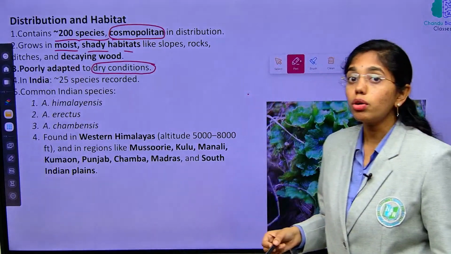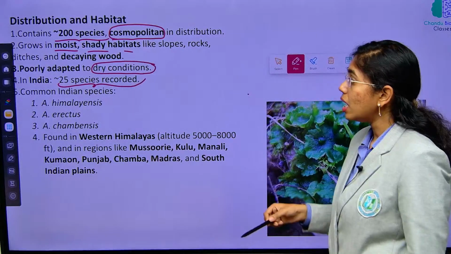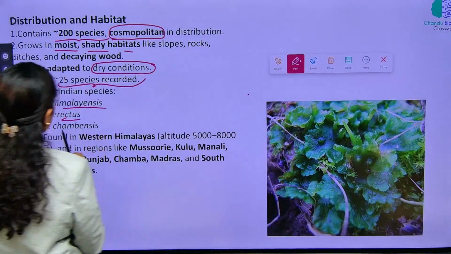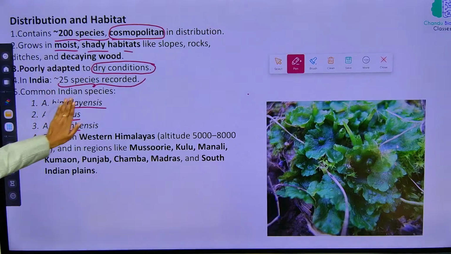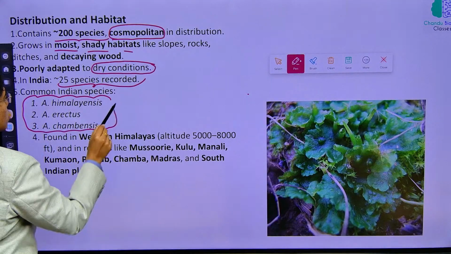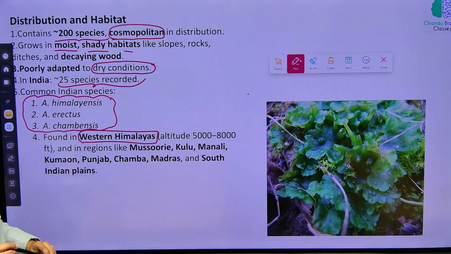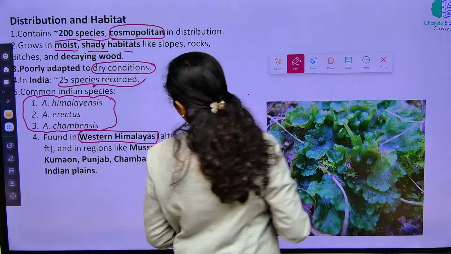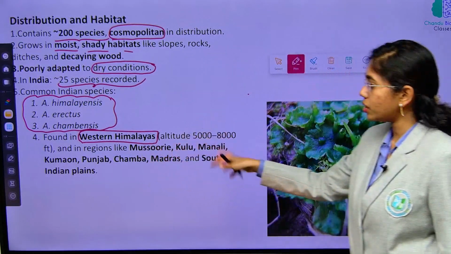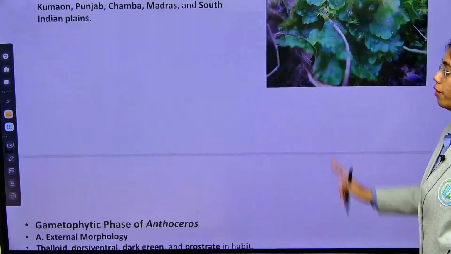In India, around 25 species are recorded. The common Indian species are Anthoceros himalayensis, Anthoceros erectus and Anthoceros chambensis. These are found in the western Himalayas at an altitude ranging from 5,000 to 8,000 feet, in regions like Mussoorie, Kulu, Manali, Punjab and Chamba. In these high altitude regions you can see a wide range of Anthoceros.